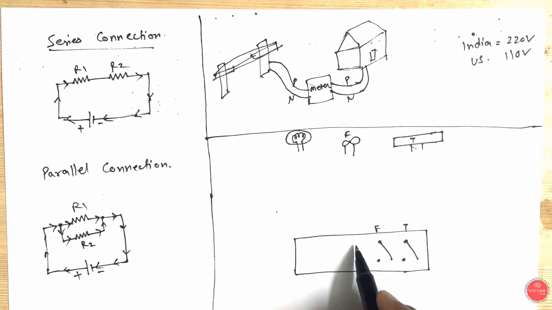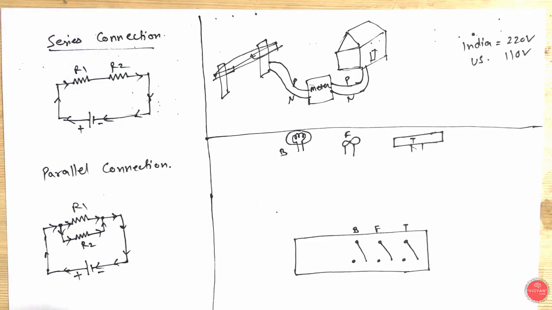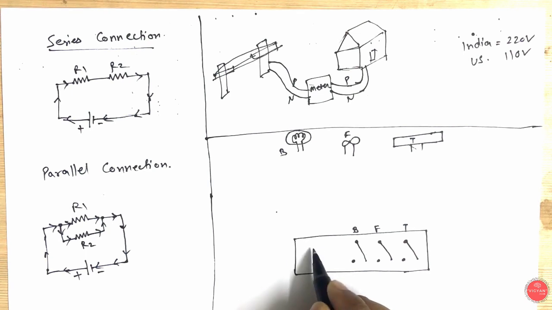I need one more switch to control this bulb. This is an incandescent bulb, or you can put LEDs. Nowadays LEDs are much more easily available and are low consumption lighting devices. And now I have a separate, individual switch to control all these appliances, and I need one more switch to connect my phone charger.